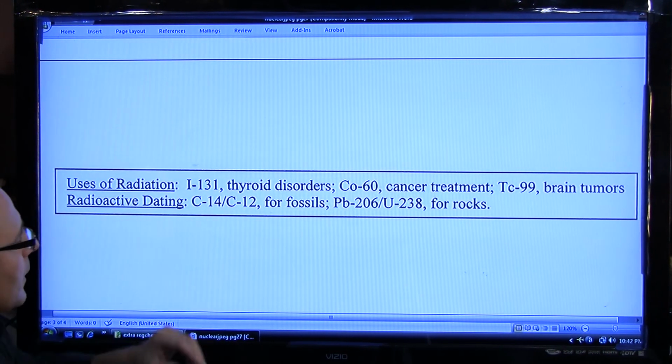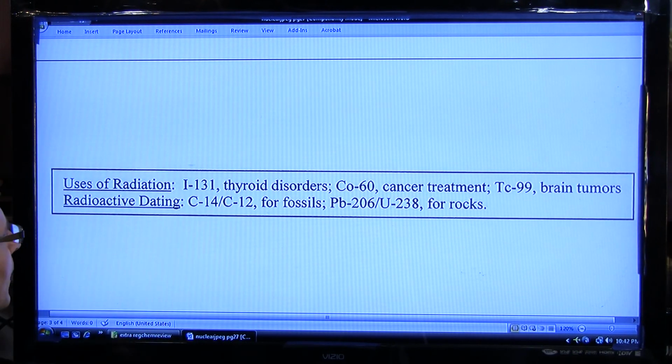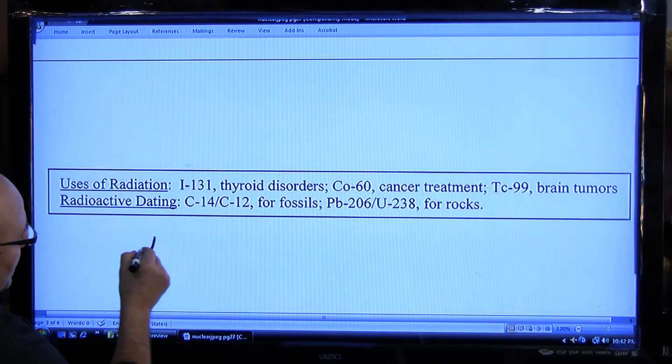Again, I'm not going to go into this. The coverage is limited for the Regents. You just ought to memorize these things. All right, so just memorize this.